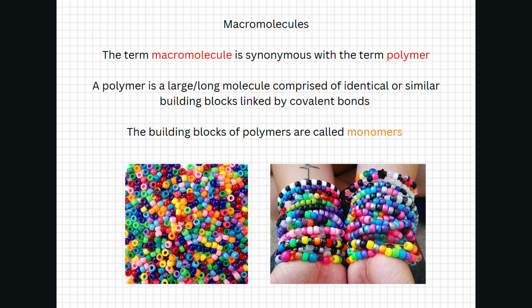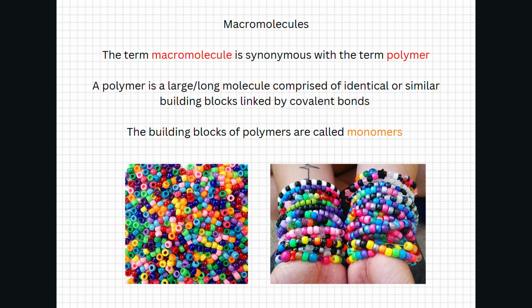So we'll start with macromolecules. What are they? The term macromolecule is synonymous with the term polymer. A polymer is a large and long molecule comprised of identical or similar building blocks linked by covalent bonds. The building blocks of polymers are called monomers.